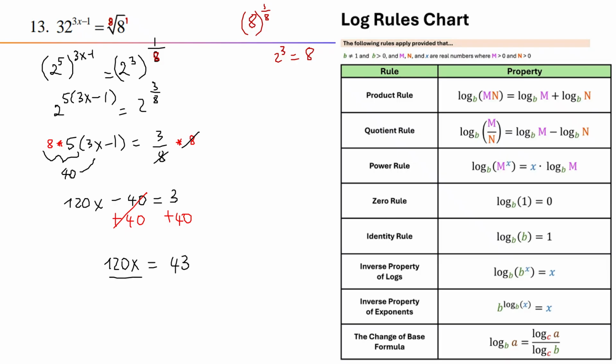Okay, so we divide both sides by 120. So we have x equal 43 over 120.